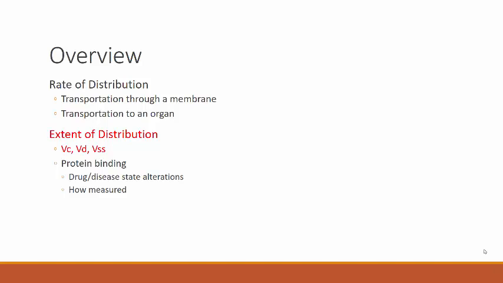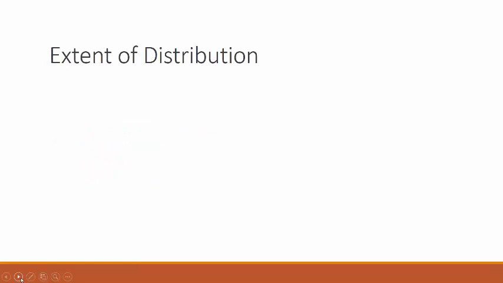And now we're moving from rate of distribution, which tells us how quickly a drug is going to move places, to the extent of distribution. So how extensively, and where is this drug going to go and where is it not going to go. In this video, we're going to talk about central volume of distribution primarily, and then we'll eventually get to VD, which is apparent volume of distribution, and then steady state volume of distribution. So we're going to start off with central volume of distribution.